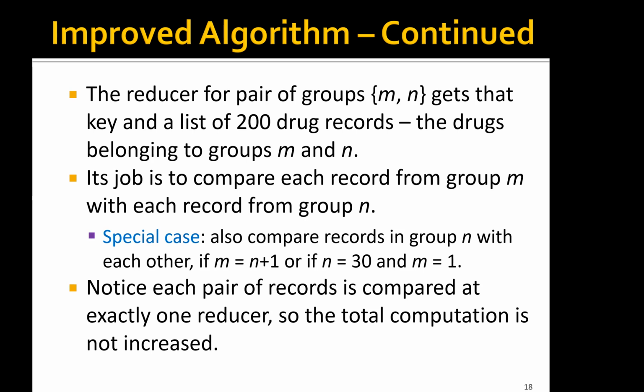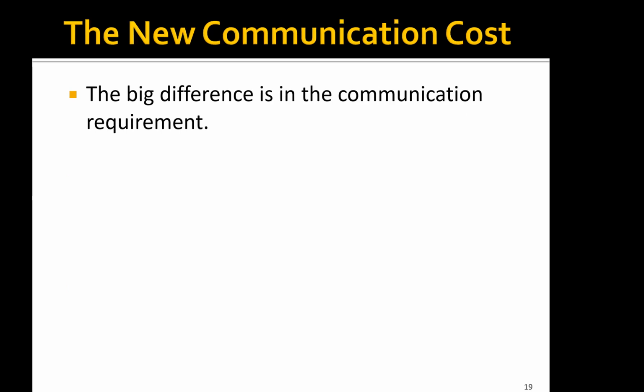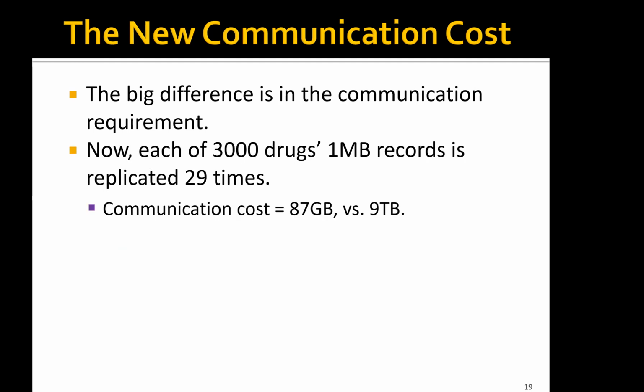Now the computation is still the same. You're still running a chi-square test on every pair of drugs somewhere, and you're only doing it once. So you're doing the same amount of computation. Okay. The win is that the communication is much lower. Now you have still 3,000 drugs, but for each drug, you're only replicating it 29 times rather than 2999 times. This gives you 87 gigabytes of communication. Right, it's gigabytes of communication. Still not an insubstantial amount, but they were able to get their job done in a few hours of computation time.